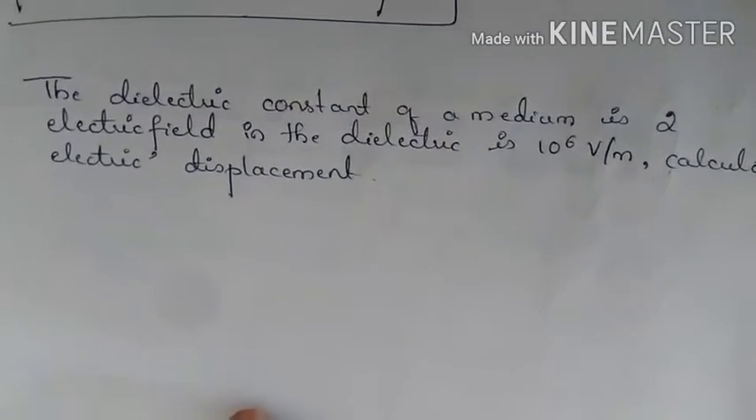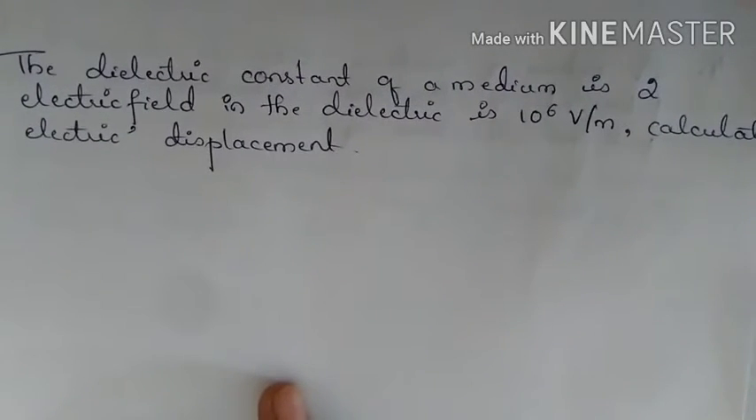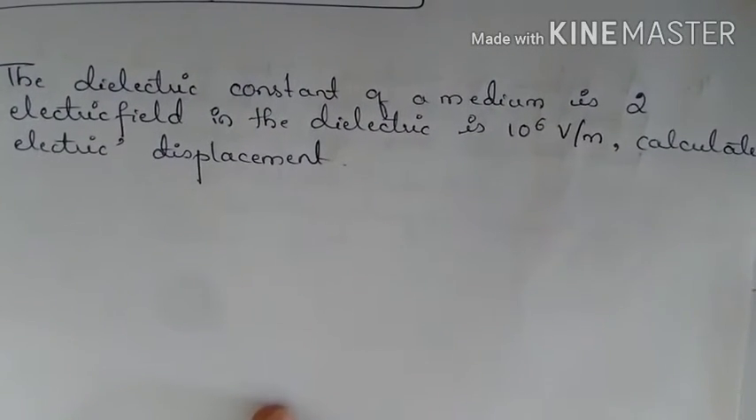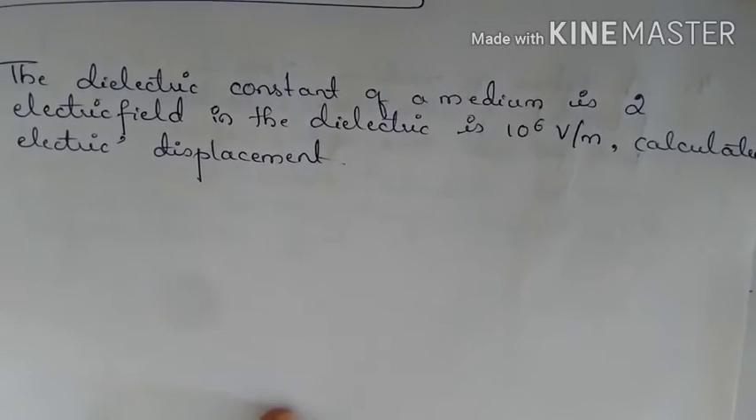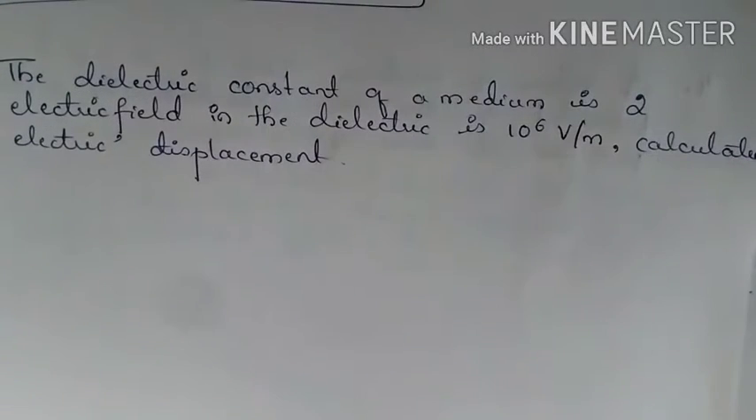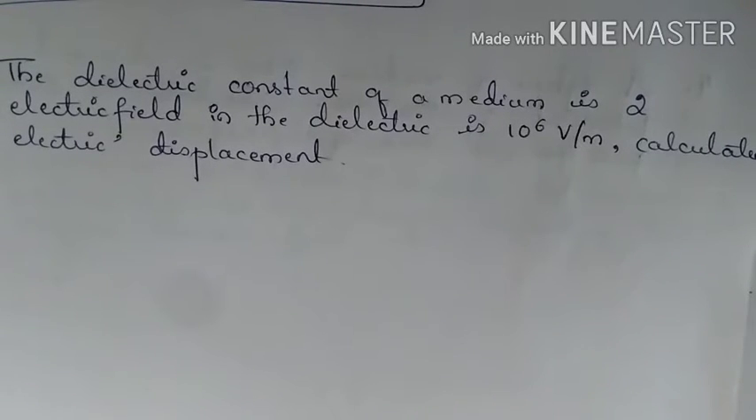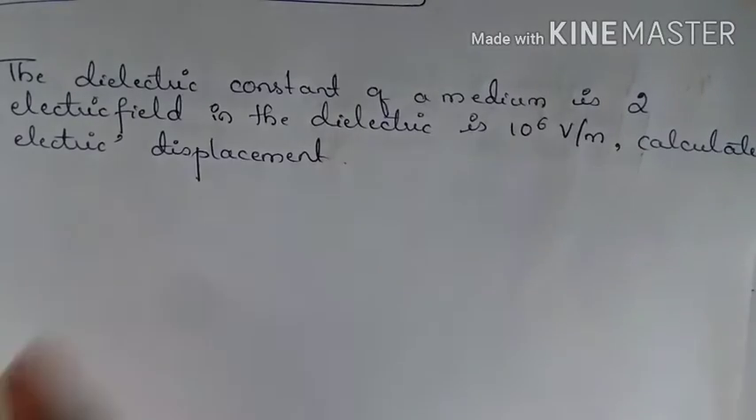So next let us learn the second question. The second question here is: the dielectric constant of a medium is 2. So here he has given epsilon r as 2. The dielectric constant of a medium is 2. The electric field in the dielectric is 10 power 6 volt per meter. Now calculate the electric displacement. The expression for electric displacement has also been derived in our previous lecture.